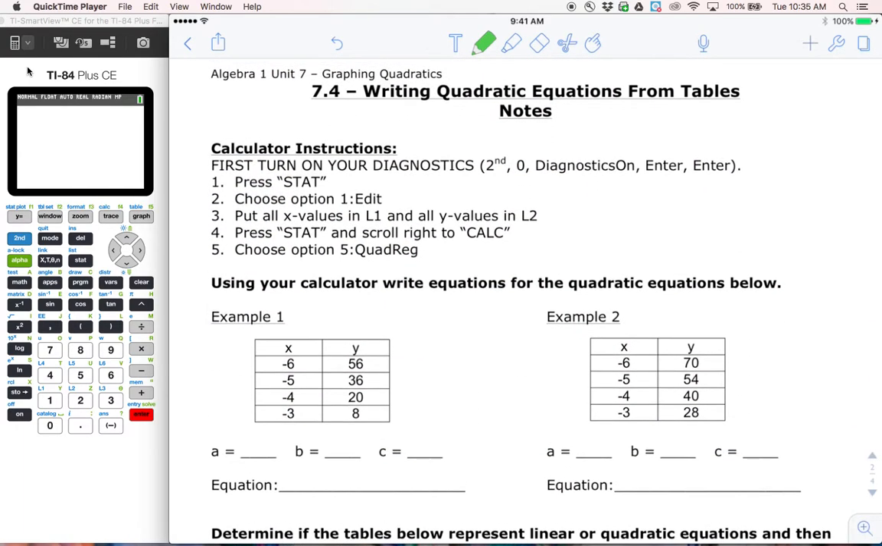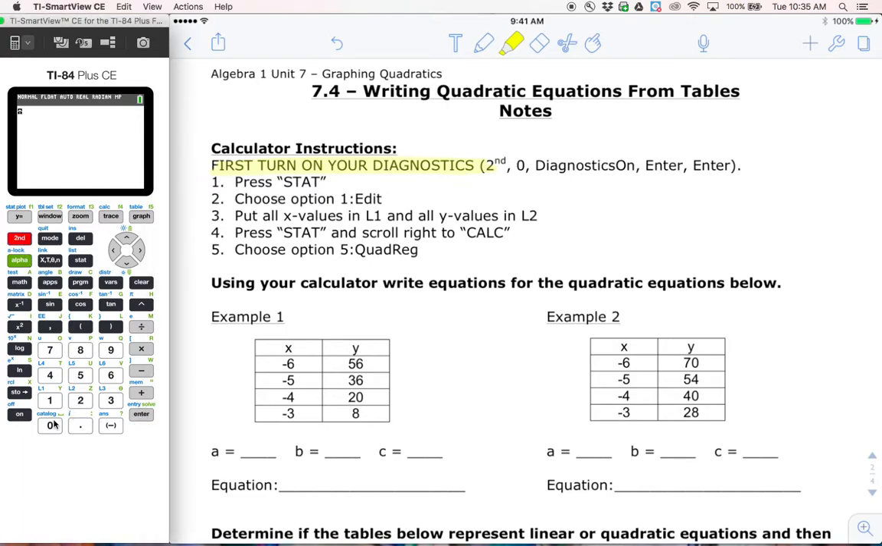The first thing I want you to do is follow the instructions to turn on your diagnostics. This is going to make R show up, which is enormously helpful. So to do that, we've got to go to our catalog, which is this button right here by 0. So we're going to do second 0. Takes us to our catalog, and we're going to go down to the diagnostics. So we can scroll forever, or I can just see this green letter D. I can press this button to get me down to letter D's here.